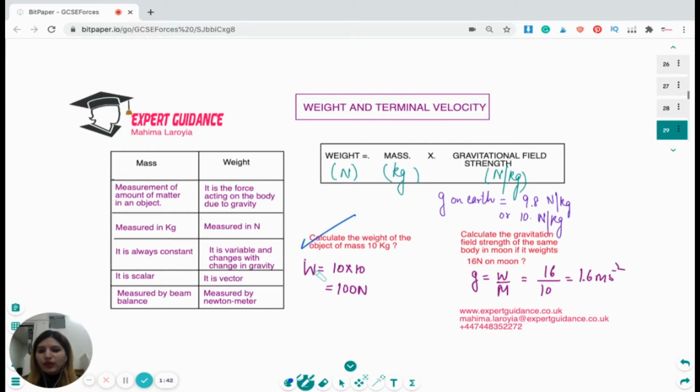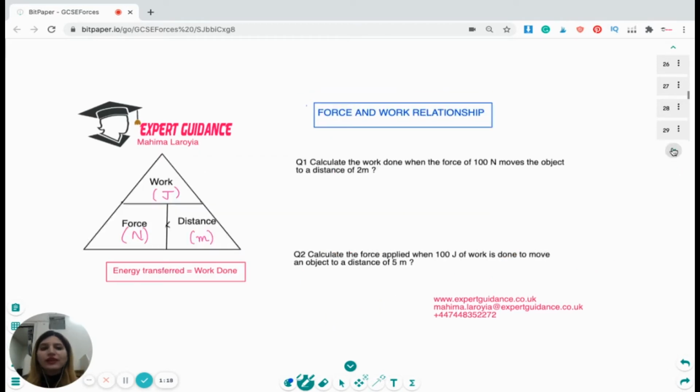For the first question, weight is mass times acceleration, so 10 times 10, which is 100 newtons. For the second one, if we rearrange this formula, the gravitational field strength is weight divided by mass. The weight is 16 newtons. The mass of this object originally was 10 kgs. So 16 over 10 is 1.6 meters per second squared, the acceleration on the moon. So you have to remember this expression and how to rearrange it to work out your answer.